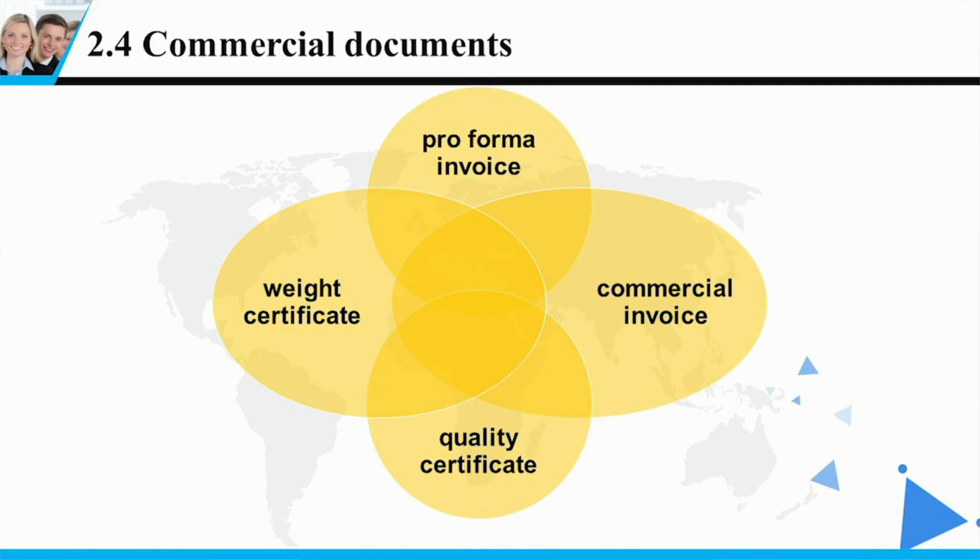Commercial documents are generally issued by the importer, exporter, or some relevant non-governmental business organization. They aim to ensure smooth transactions, and they usually include pro forma invoice, commercial invoice, quality certificate, and weight certificate. Now, let's first take a look at the pro forma invoice and commercial invoice.